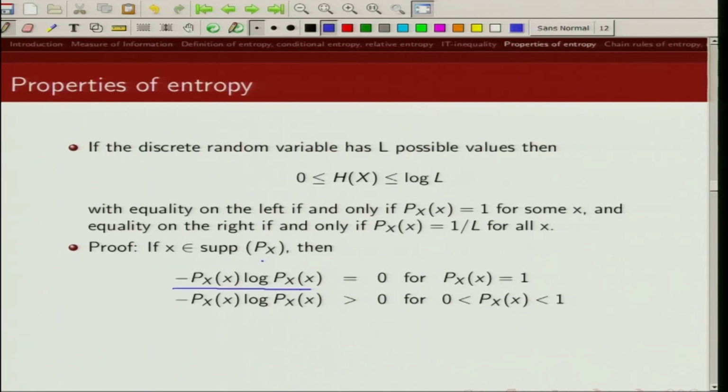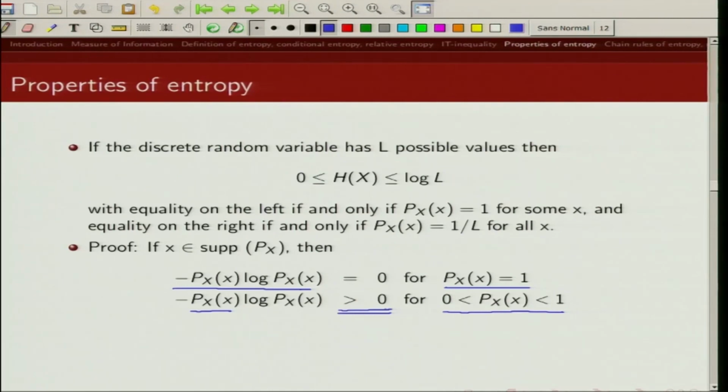Now clearly when p of x is 1, log of 1 will be 0, so this quantity will be 0, and we know that probability lies between 0 and 1. So when p of x lies between 0 and 1, this would be a fraction. So log of a fraction will be minus of some number, and minus minus becomes positive. So since p of x is positive, minus log of a fraction will be a positive number. So this will be greater than or equal to 0.